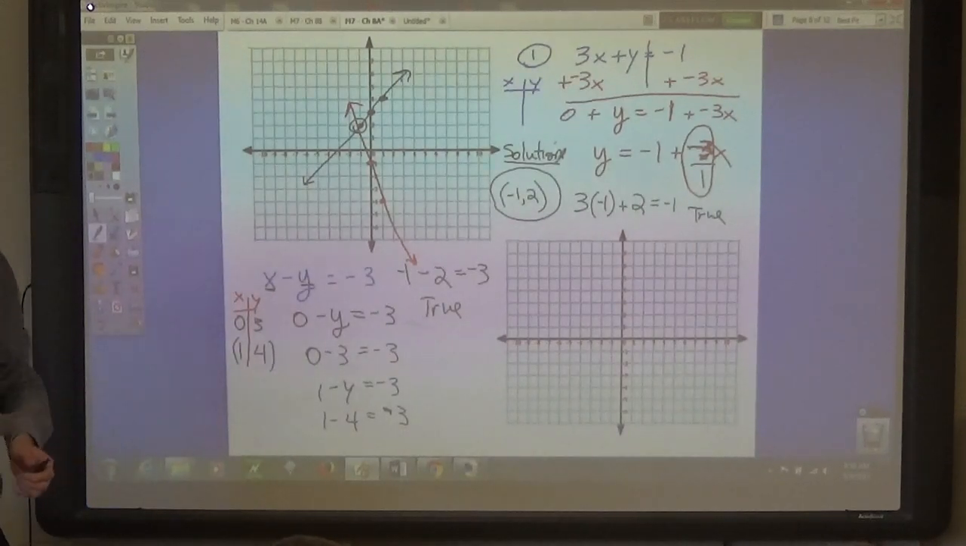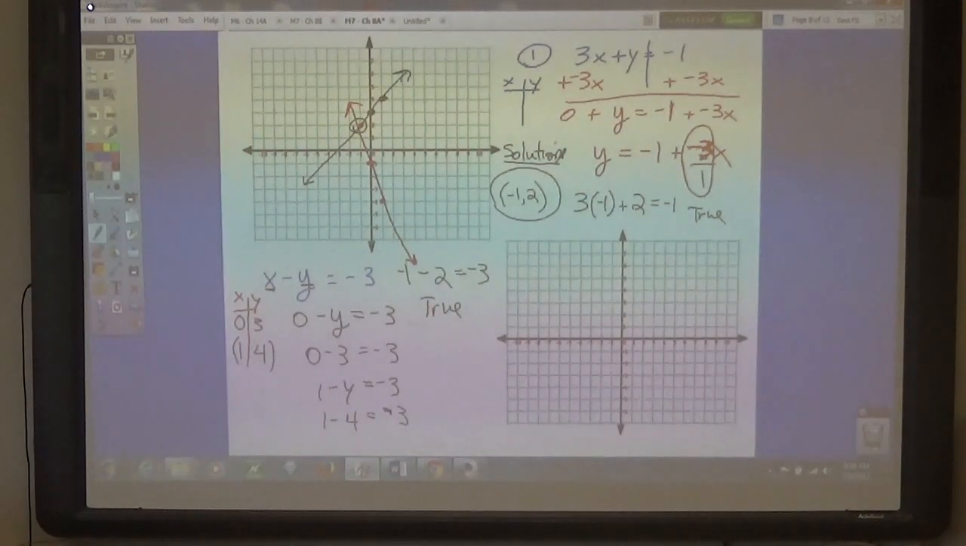All right. Your assignment is to do the second one on the reteaching side, and then do 2 and 3, and 4 and 5 on the practice side. Okay?